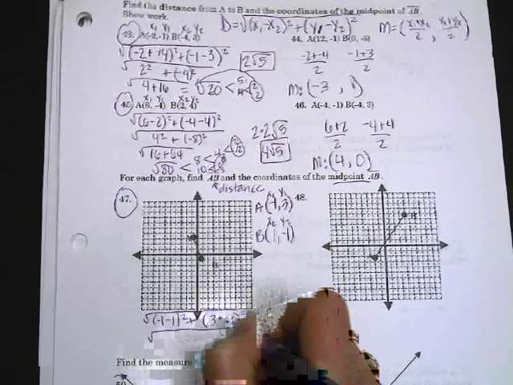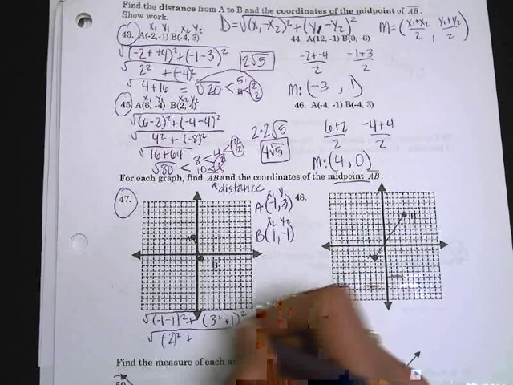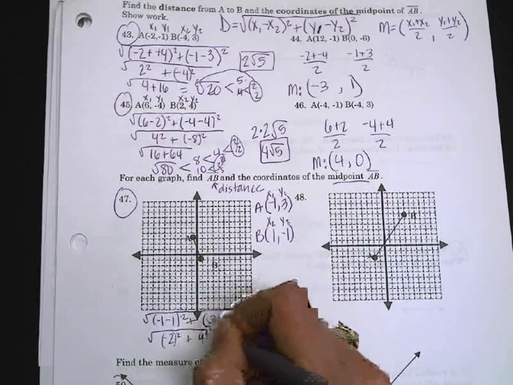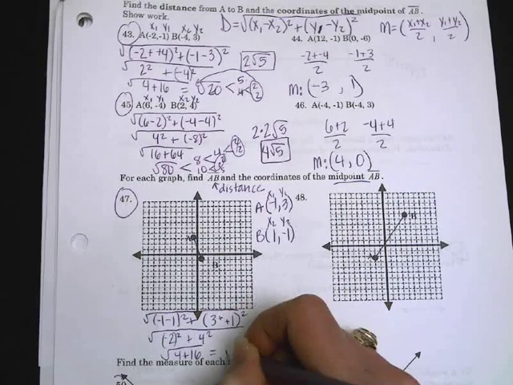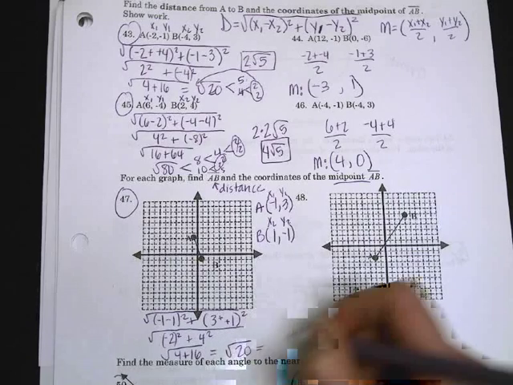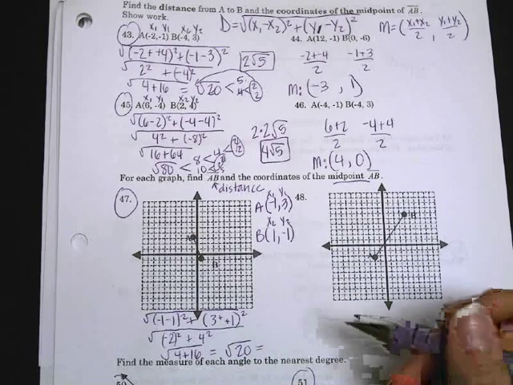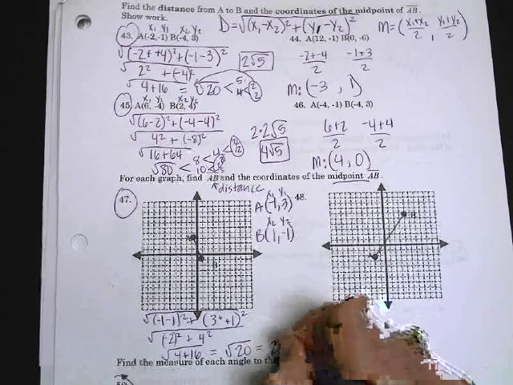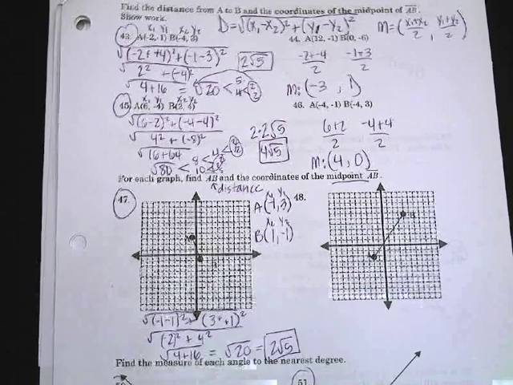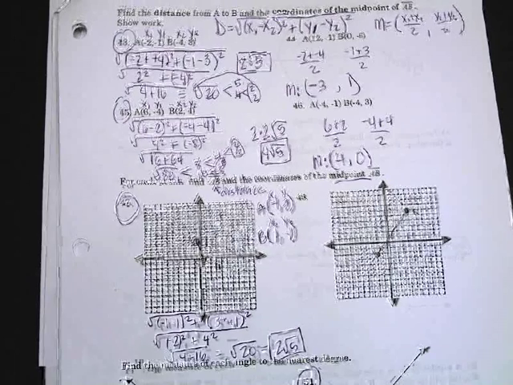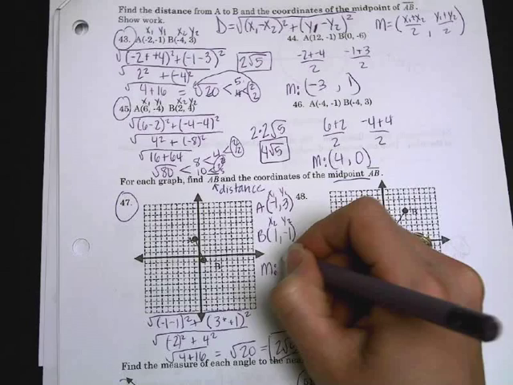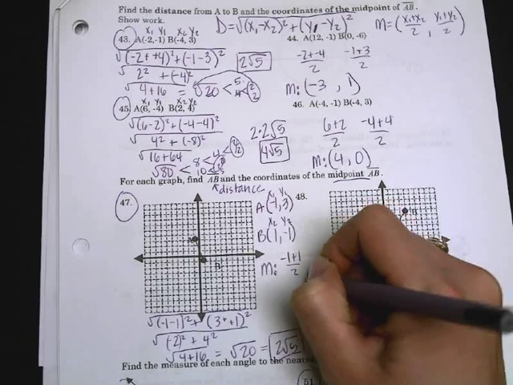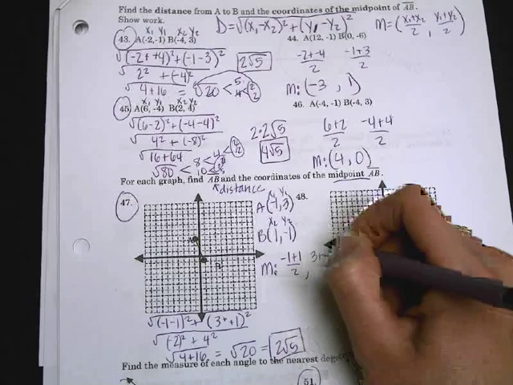So -1 minus 1 is a -2 squared, plus 3 plus 1 is 4 squared. So you're going to get 4 plus 16, which we already said was the square root of 20. And we broke 20 down into simplest radical form up here. So I know it's 2 square roots of 5. So that's my distance. Then midpoint means I need to add the x's, divide by 2. So -1 plus 1 over 2, comma, add the y's, and divide by 2.